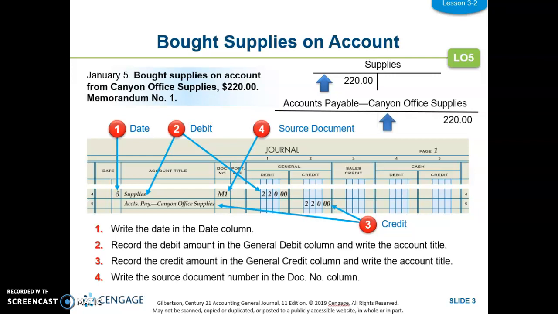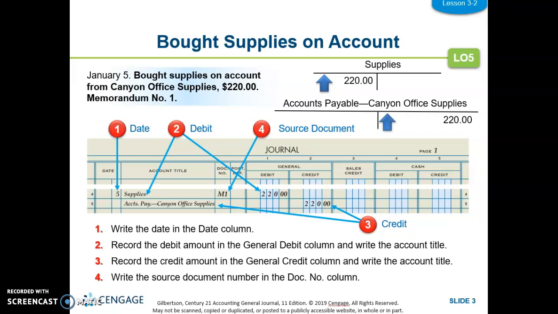This next transaction is for buying supplies on account. On January 5th, we bought supplies on account from Canyon Office Supplies, $220. Memorandum number 1. Memorandum will be abbreviated M for M1. A memorandum is prepared to show that supplies were bought on account. It's used when there's no other type of source document for that transaction. First thing, we would write the date 5 in the date column, and then I also write in M1 right away as well, so I do not forget it.